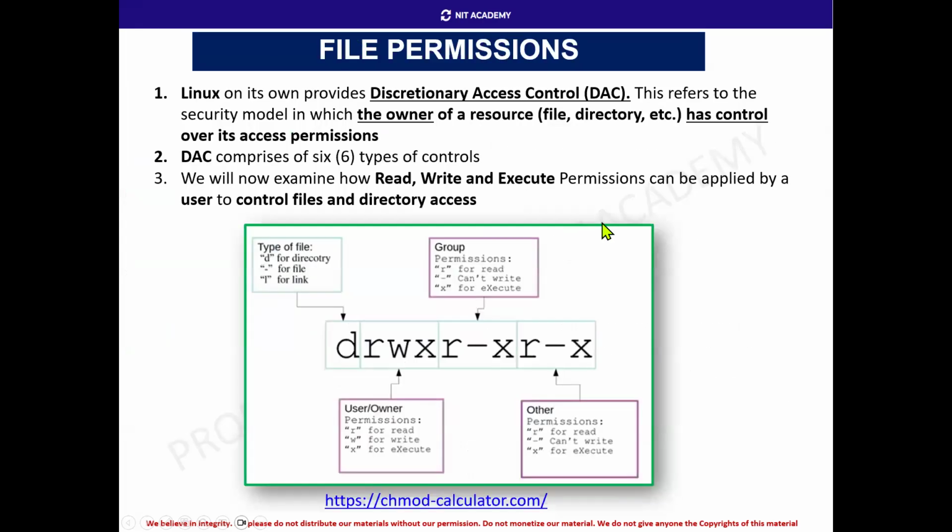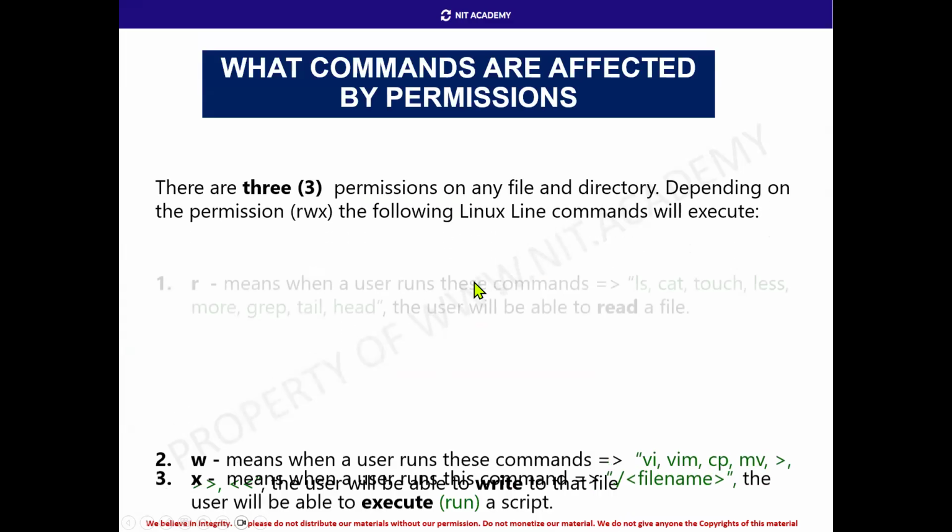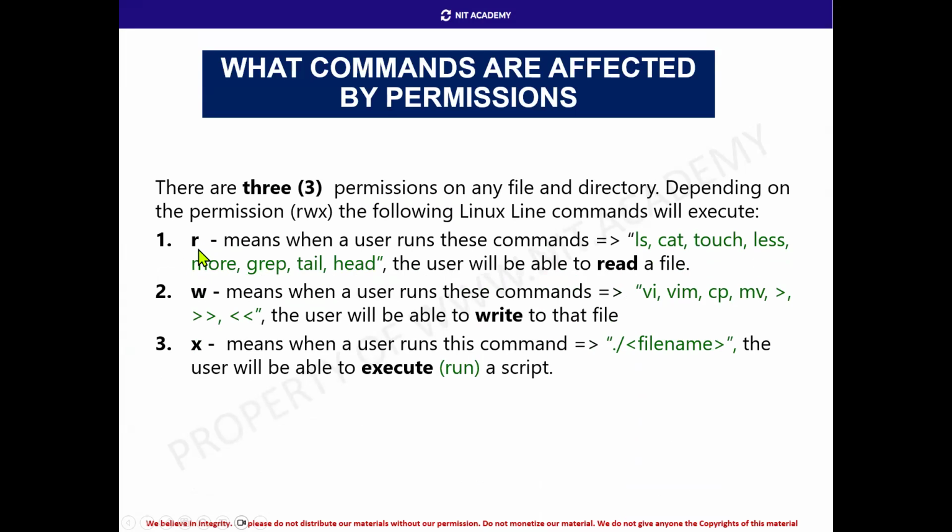Okay. So file permissions, as we have seen, are discretionary. This refers to the security model in which the owner of a resource, file, or directory has control over its access permissions. So what commands are affected by permissions? Clearly, when we say read, write, and execute.